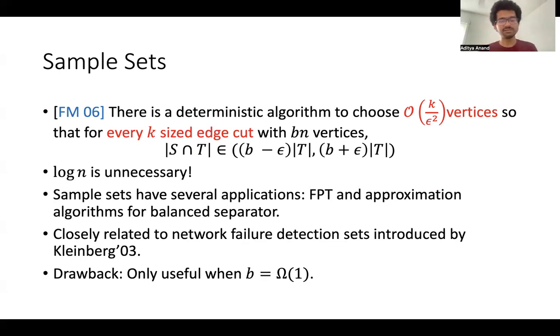However, even though this result seems quite powerful, there is one drawback. The drawback is that this is only useful when b is a constant. If b is not a constant, then basically the additive error of epsilon is too costly. It doesn't allow us to say anything meaningful. So for a set whose size is something like square root n, we're not saying something very useful.